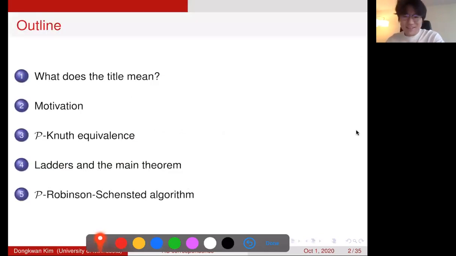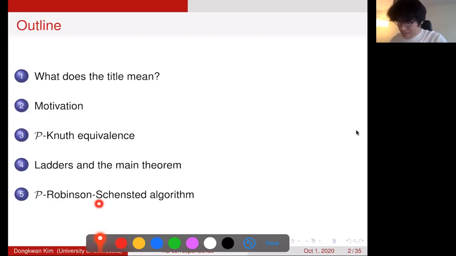Okay, let's start. I will first define what the title means, and I will say something about the motivation, and we will define some notion of P-Knuth equivalence. Here, P is the natural unit interval order, which I will define in a moment. And then we will talk about the letters, which is some kind of special natural unit interval orders. And then we will prove the main theorem.